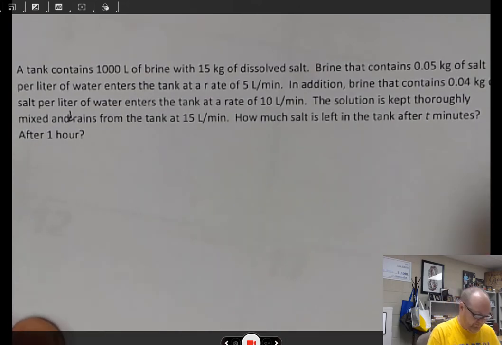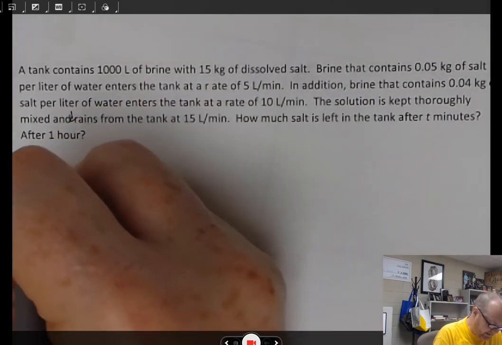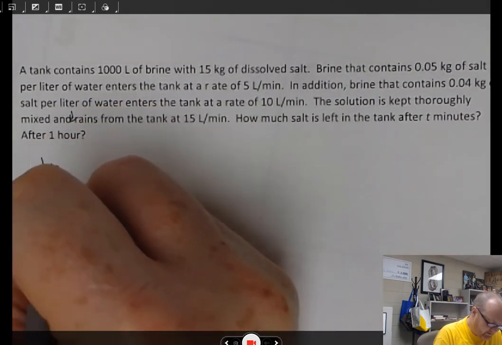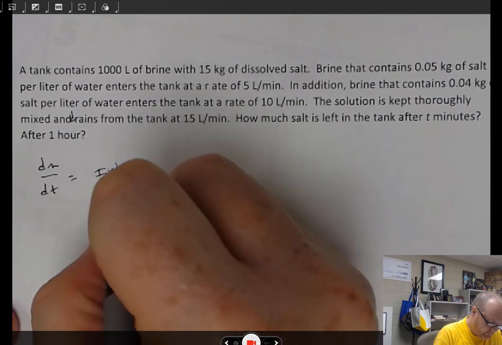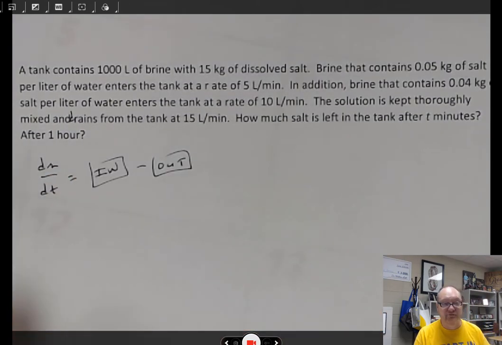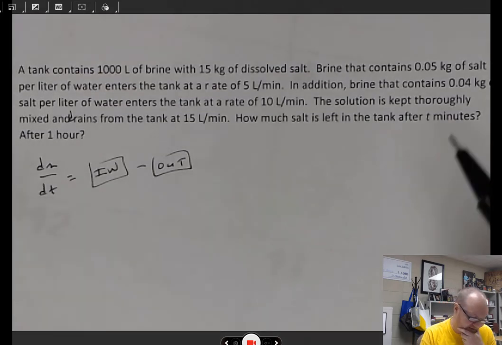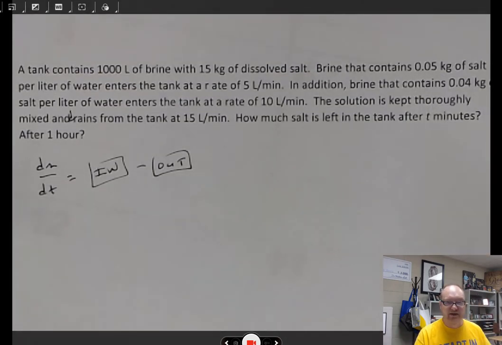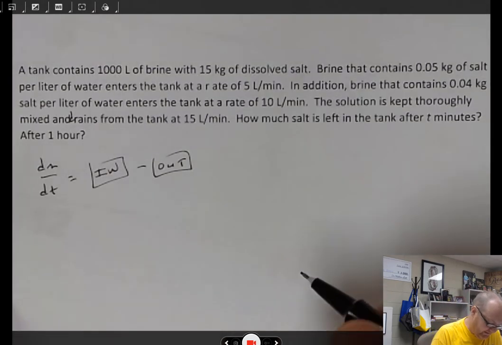So this is a little bit different. So my in and out rate is still happening. But this is different in the sense that now I have salt coming into the tank, and actually I have it coming into the tank in 2 different ways, right? Two pipes of brine are going into the tank.